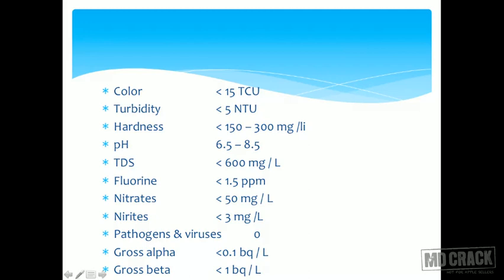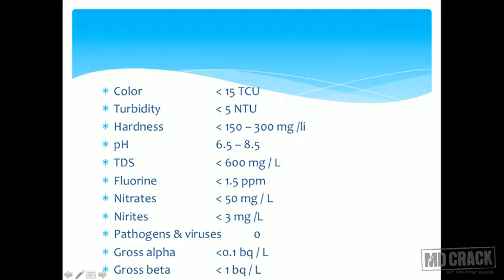TDS should be less than 600 milligram per liter. Now you would be hearing a lot of people talking about TDS these days. What is TDS? This is not tax deduction at source, but this is total dissolved solids. So total dissolved solids should be less than 600 milligram per liter. Fluorine should be less than 1.5 ppm. We also saw that this is the maximum tolerable level. We would like a level of 0.5 to 0.8 milligram per liter.